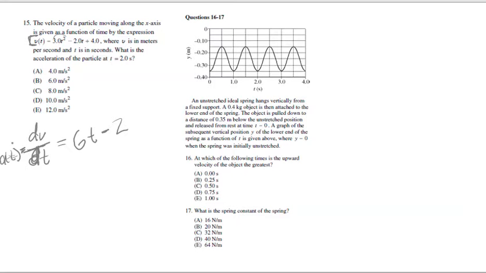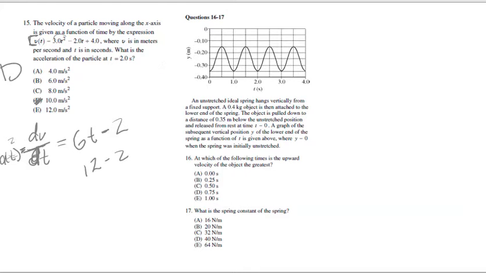So that means we're going to plug the 2 seconds in here for this t, and you know what to do with that in a function, so it'd be 12 minus 2, so you get 10. D is the answer to 15. That one's a real easy one. That's as much calculus as you're going to have to do on these multiple choice, guys.